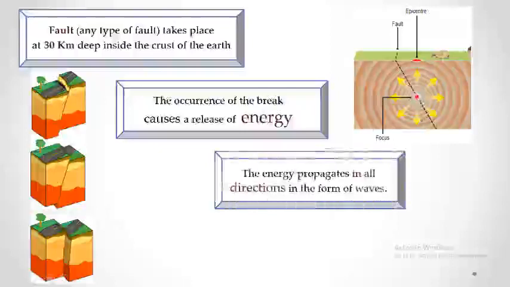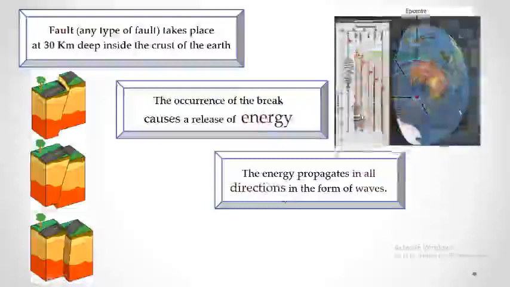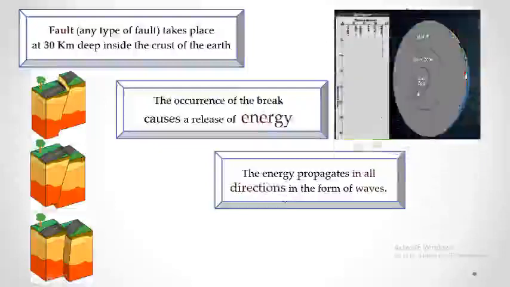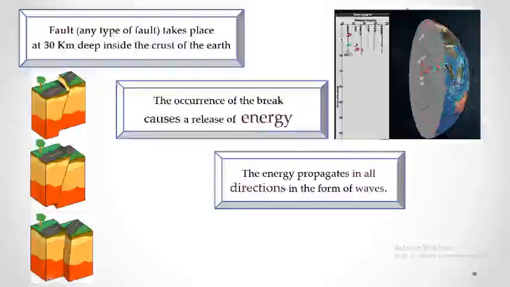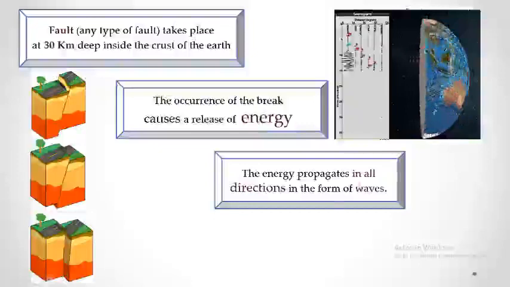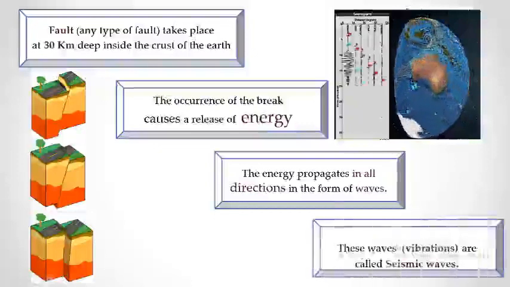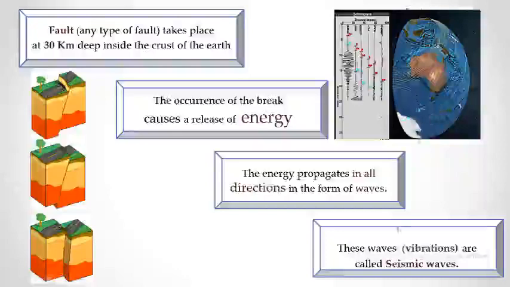The energy which is spreading out of this point, we will talk about it later, the energy is going to propagate in the form of waves. So you can see the waves coming out of this point, and these waves propagate in all directions. So we have a break somewhere right here, and the energy starts to spread in all directions. These waves or vibrations are called seismic waves.